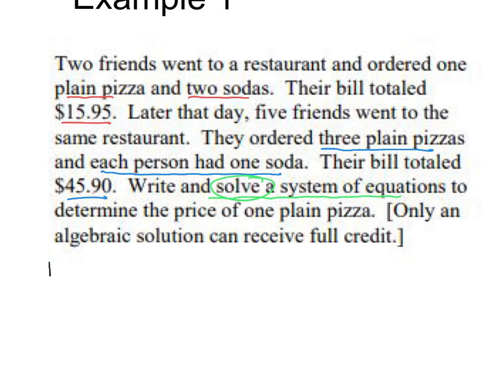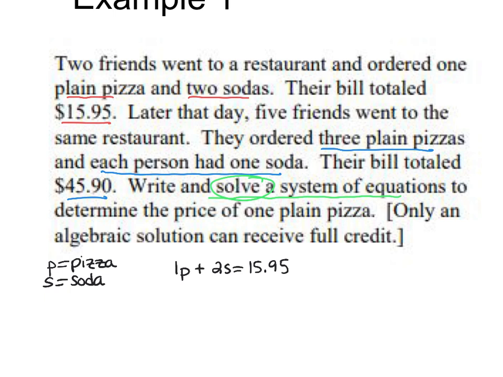So I'm just gonna say P equals pizza and S equals soda. Keeping in mind that S is probably not the best variable. It can look like a 5, so be careful. So I have 1 pizza plus how many sodas? 2 sodas equals $15.95. That is my first equation.